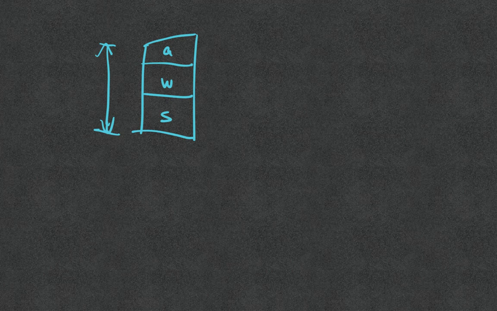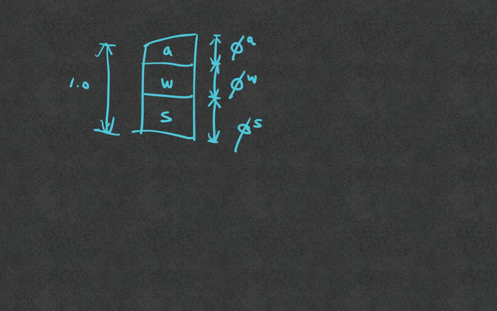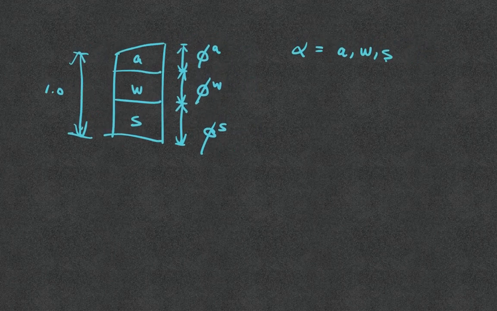Now imagine that the total volume fraction is 1. Then the volume fractions of the air and the water, we would just partition with a phase label. So we'll call it alpha, which is potentially equal to A, W, or S, just the phase choice. And the total of the volume fractions of the phases is always equal to 1. Okay, does that make sense?